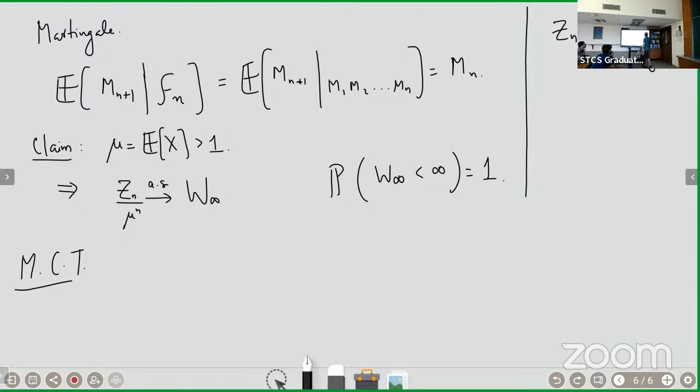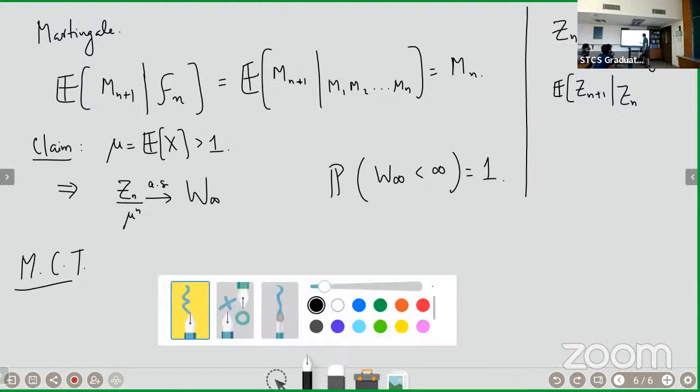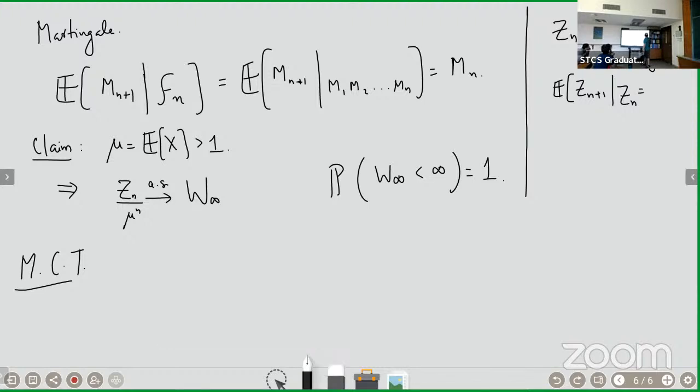What is the condition for it to be a martingale? The expected value of Z_{n+1} given Z_n. Everything else, anyway, it doesn't depend on. I can simply say that. This doesn't work. How can you make it work?